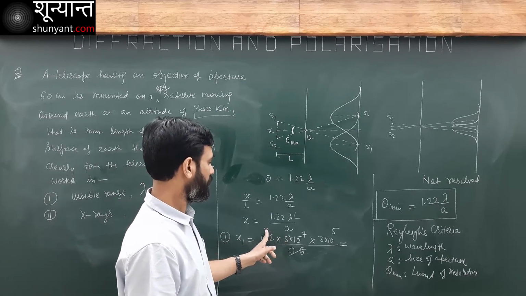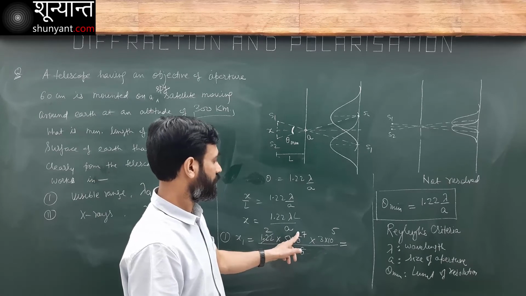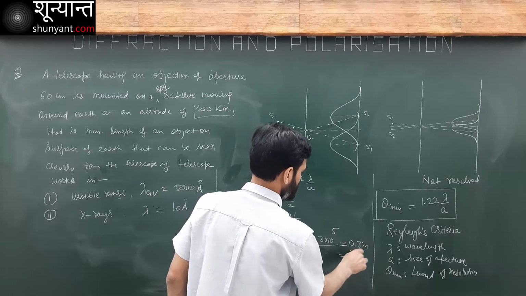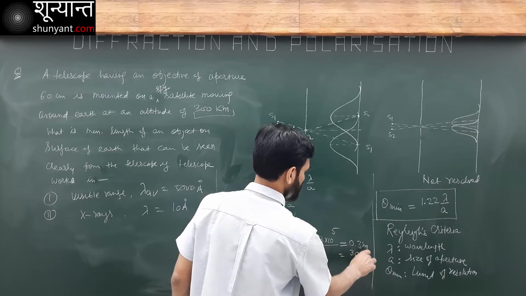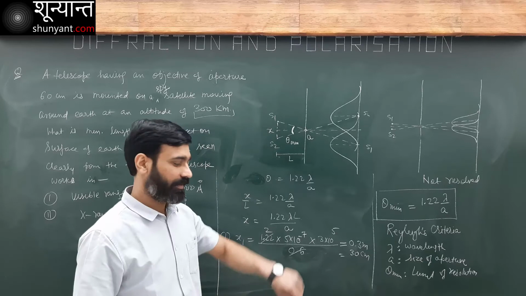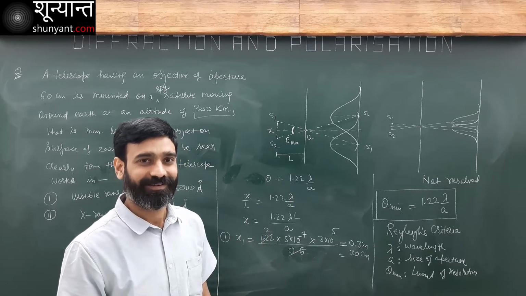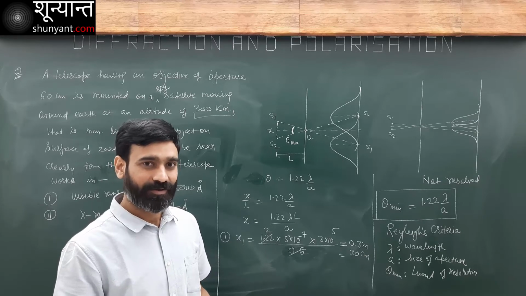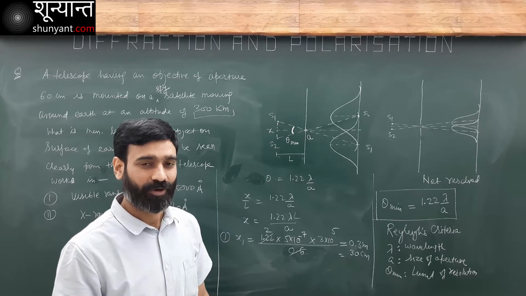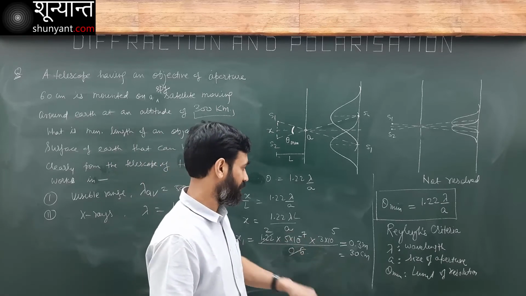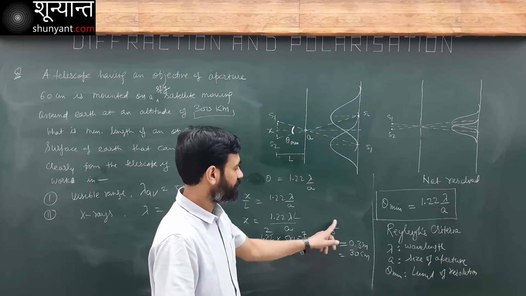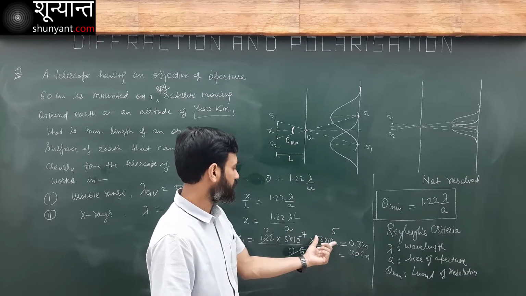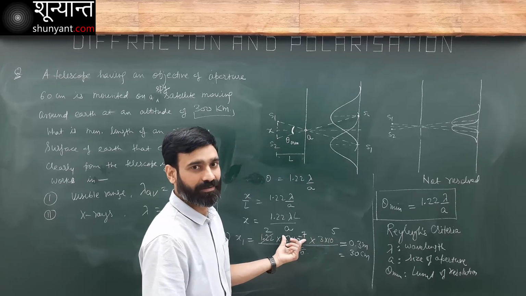It becomes 10, 10 minus 6, 0.3. This becomes 0.3 meter, that means 30 centimeter. It cannot see time. What if I want it to see time from a clock which is kept on the surface of the earth? I will have to decrease this value, or decrease this wavelength.